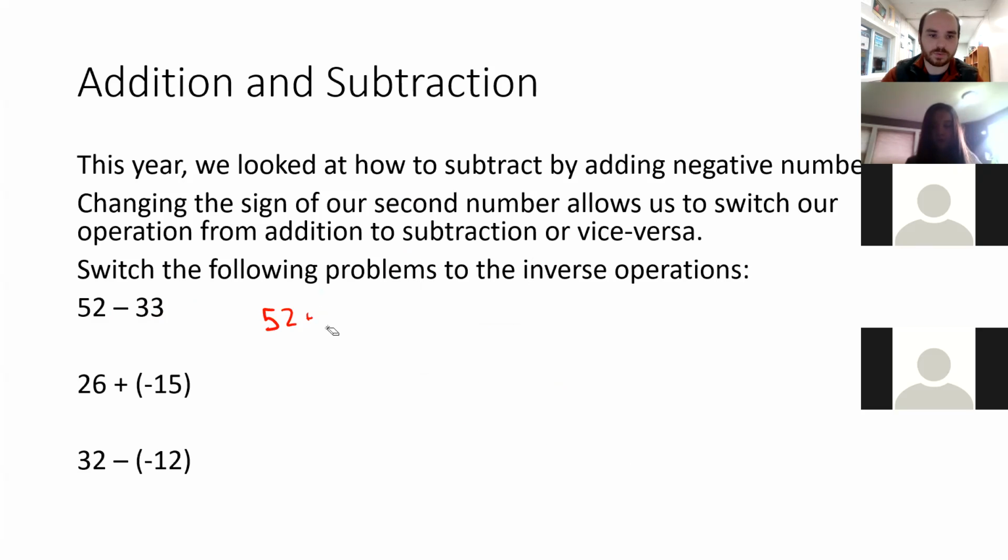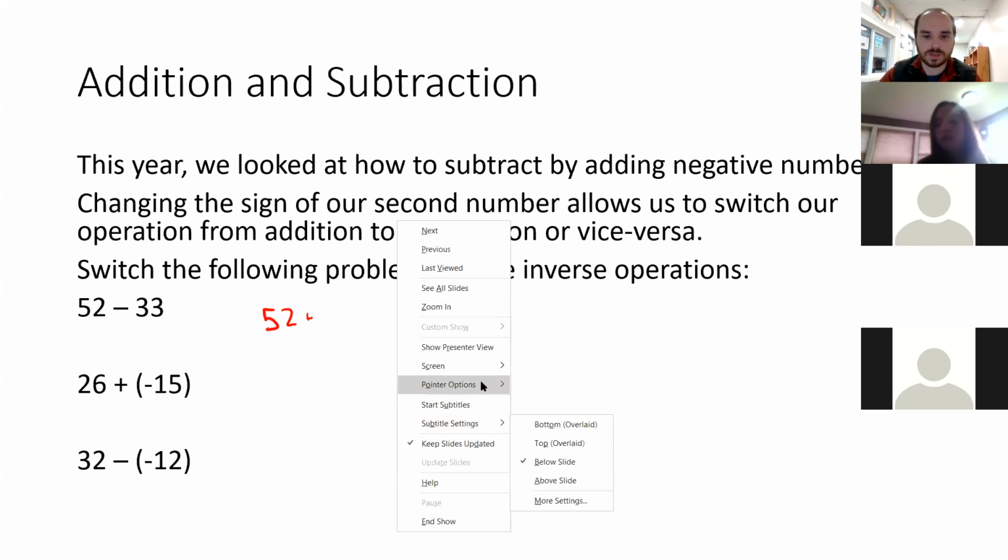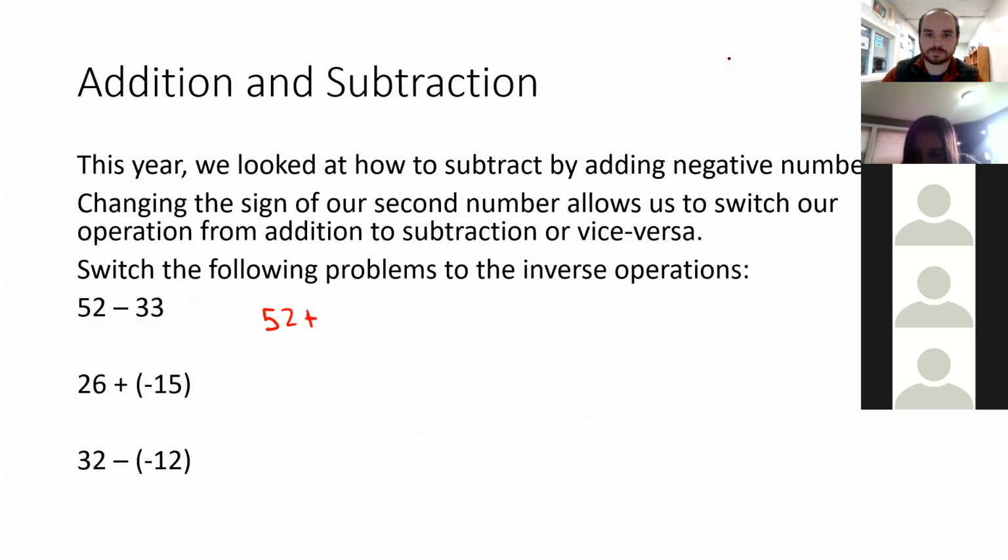What am I going to add to 52 to get the same thing as 52 minus 33? Negative 33. Yep, exactly. So we can just put in parentheses, negative 33. This is something we did earlier in the year. This should look pretty familiar.